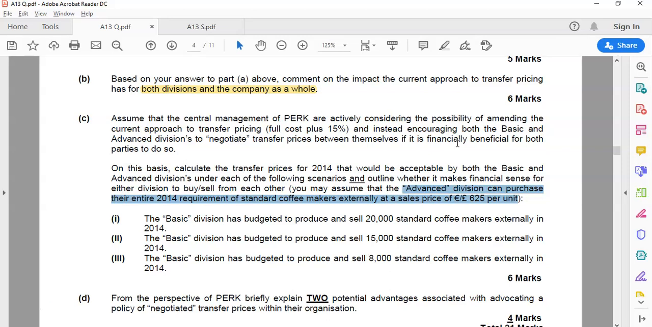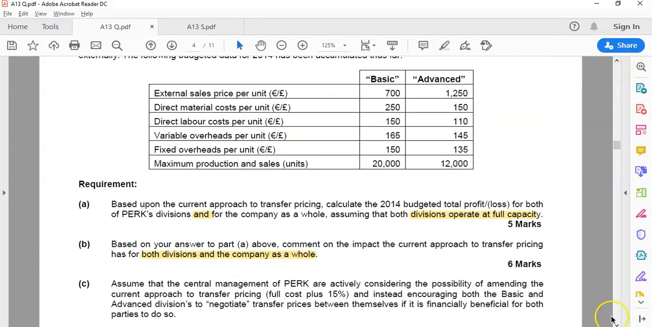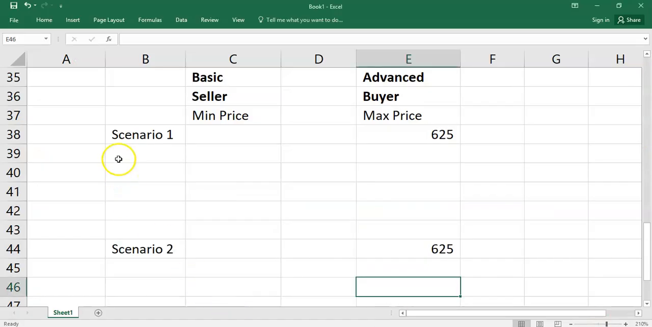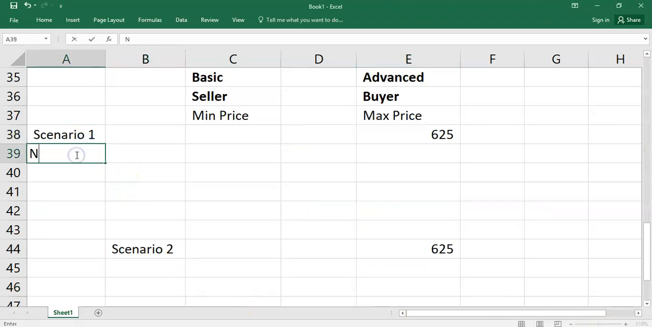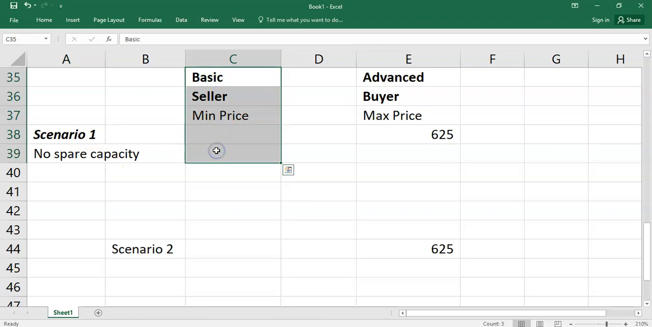And if they want to maximize their profits, because they are a profit center, you're told in the question, they wouldn't pay more than 625. So then it depends, well, what's the minimum starting price that the selling division would want? And that is driven by capacity constraints. So you're told here in scenario 1, the basic division has budgeted to produce and sell 20,000 coffee makers externally. And we know their overall capacity is 20,000. So what we write in scenario 1 is no spare capacity. So scenario 1 is a situation where the seller, basic, has no spare capacity.